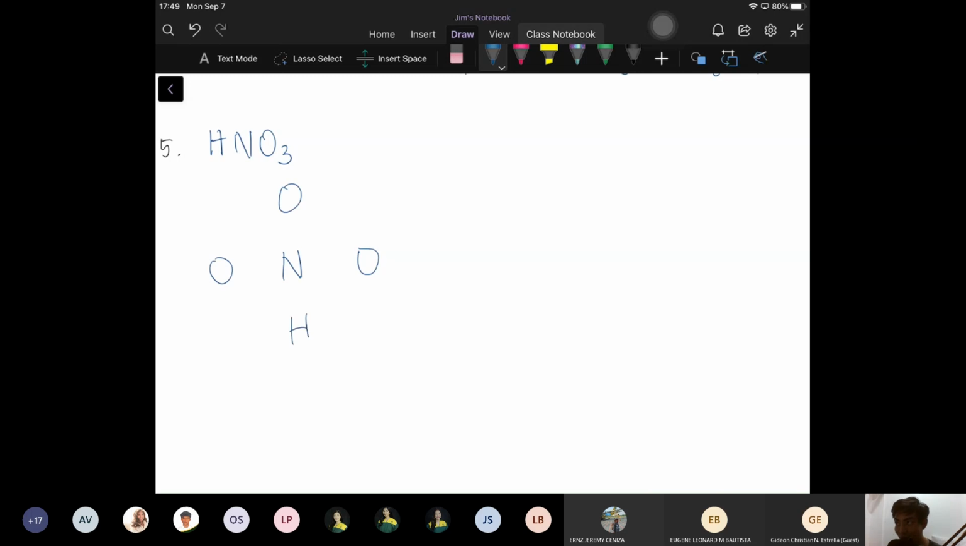Pwedeng ganyan ang gawin ko. Anong ginawa ko? Yung aking mga terminal atoms, pinalibot ko sa central atom. Okay. So pwede yan. Pero tignan natin kung possible nga yung structure na yan. So that's one way for me to place my terminal atoms. Ano pa yung isang way?